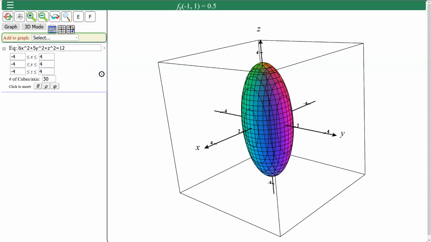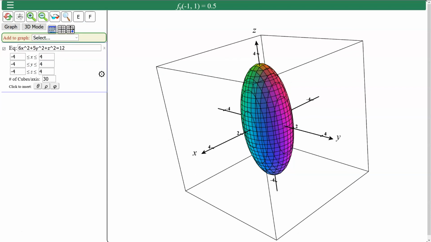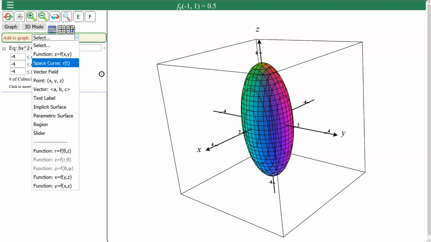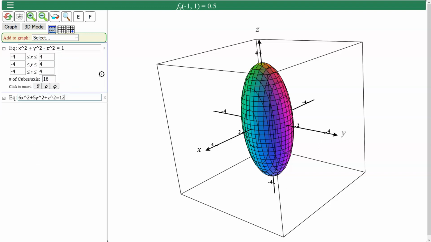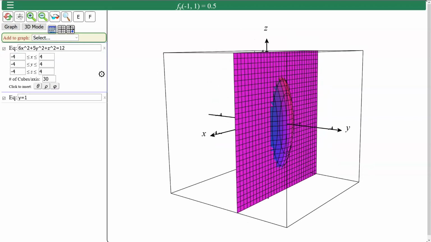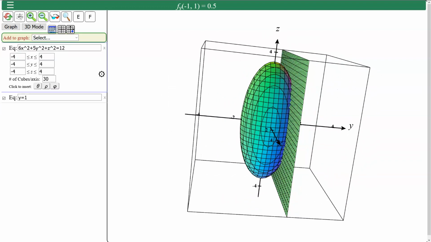Okay, so there's the ellipsoid. So that's the 6x squared plus 5y squared plus z squared equals 12. So we're intersecting this with the plane y equals 1. So let's go ahead and add that. We're intersecting that with y equals 1. Okay, there we go. So you can see the intersection there. So imagine that's going to intersect in an ellipse.